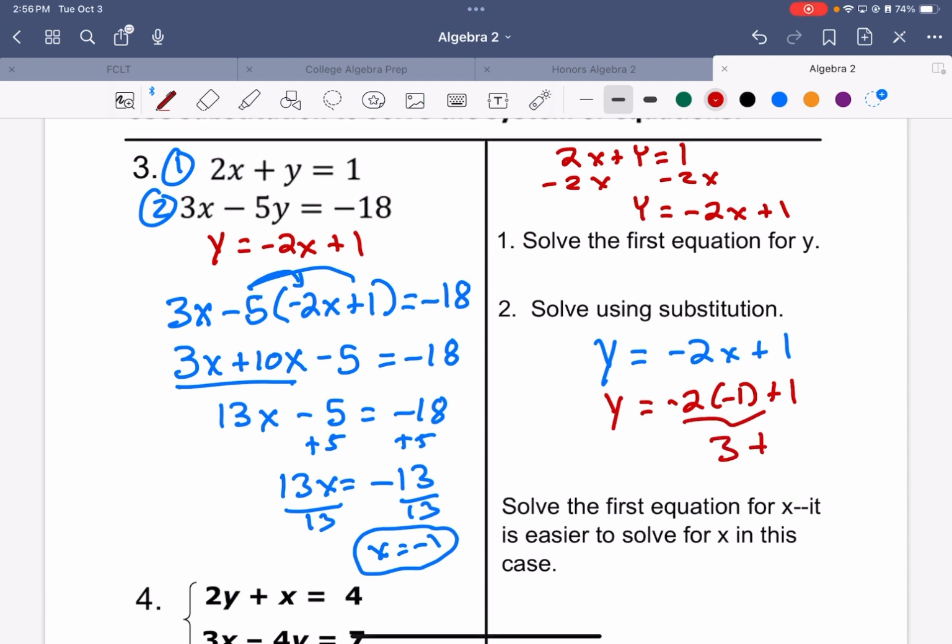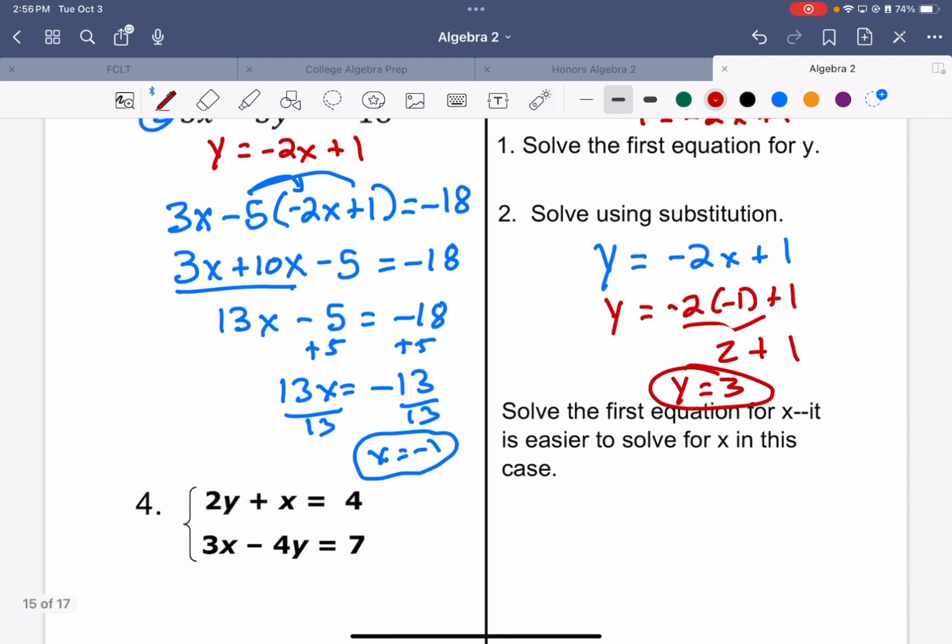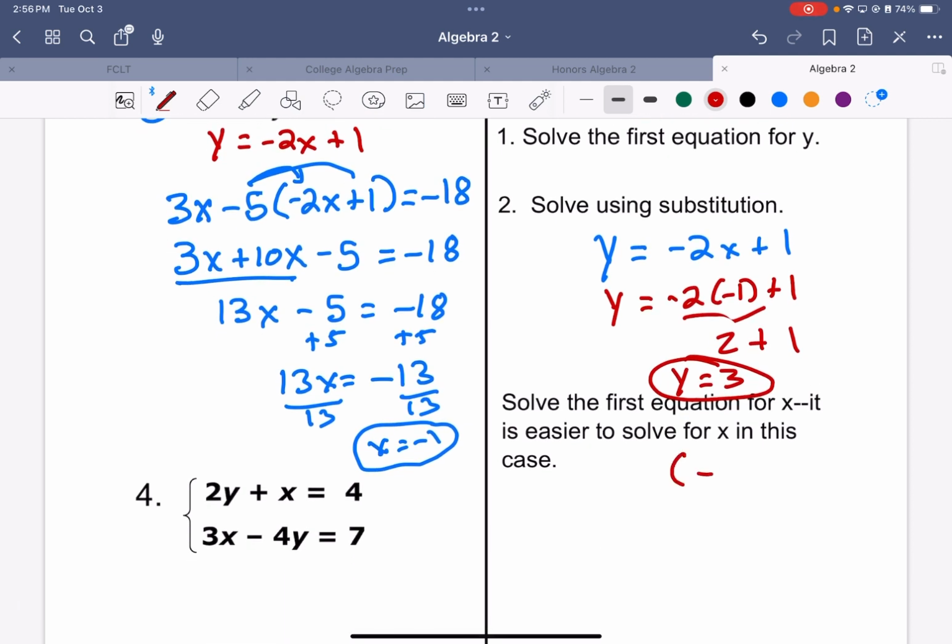3. Last hour, for some reason, I put 4. So I did it again. That's 2. 2 plus 1 is 3. So my y value is 3. My solution then for this is negative 1, 3. And there it is. And you're done.